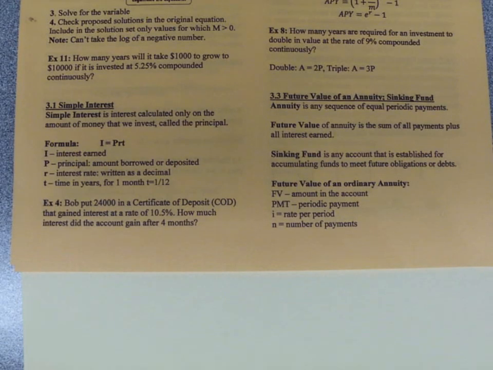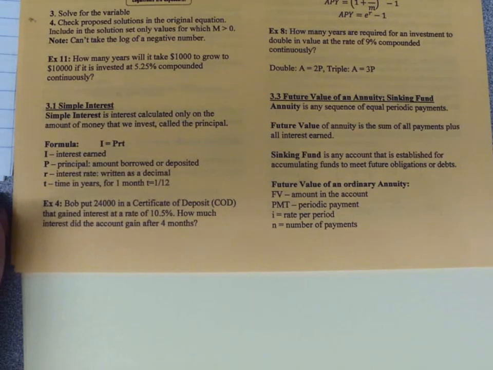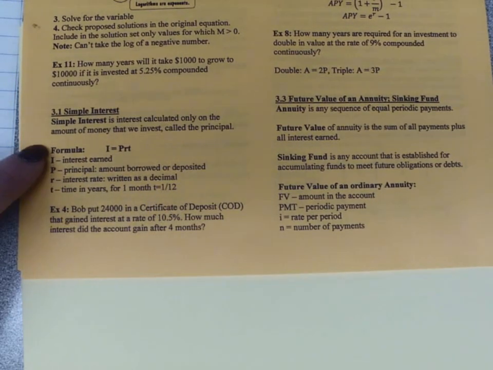All right, so we're going to talk about simple interest. The nice thing about simple interest is it's a simple formula. So simple interest is interest calculated only on the amount of money that we invest, called the principal. Our formula is I equals PRT.